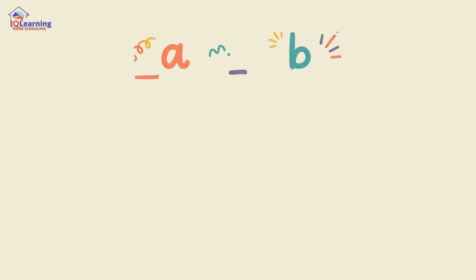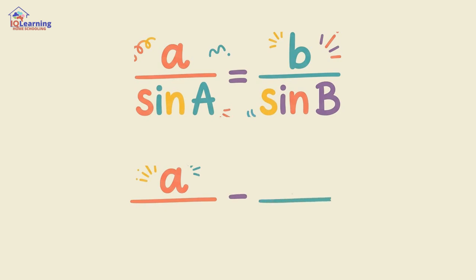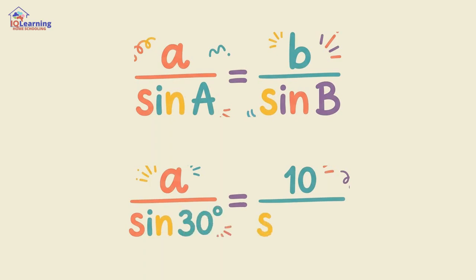Since we want side A and we already know side B, we use A over sine A equals B over sine B. Now substitute the values carefully, one at a time. Angle A becomes 30 degrees, angle B becomes 45 degrees, side B becomes 10. So the equation becomes A over sine 30 degrees equals 10 over sine 45 degrees. Notice how each side is still paired with its opposite angle. Side A stays with angle A and side B stays with angle B.